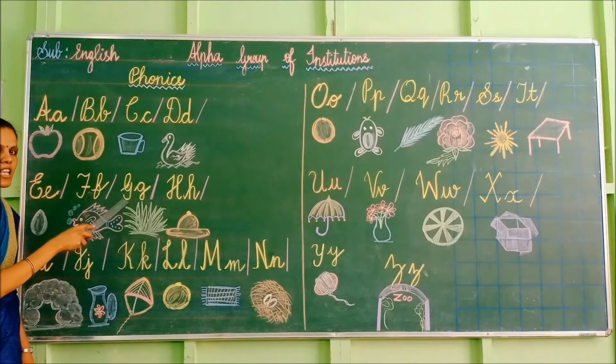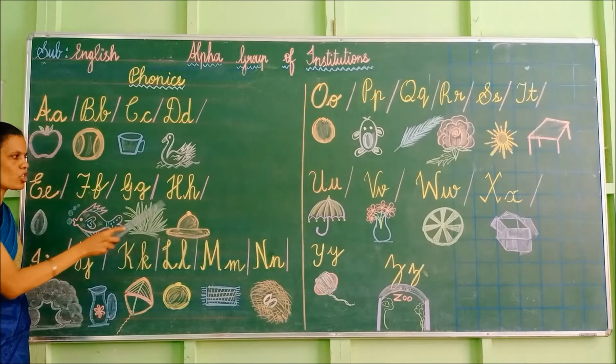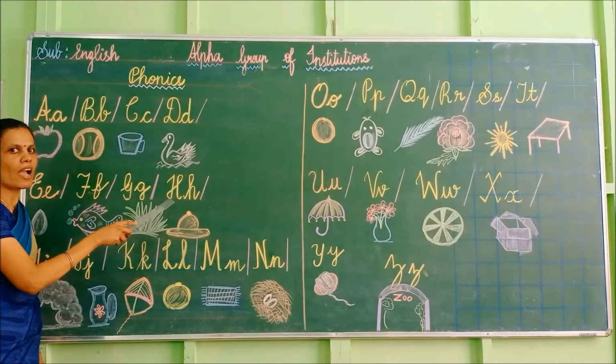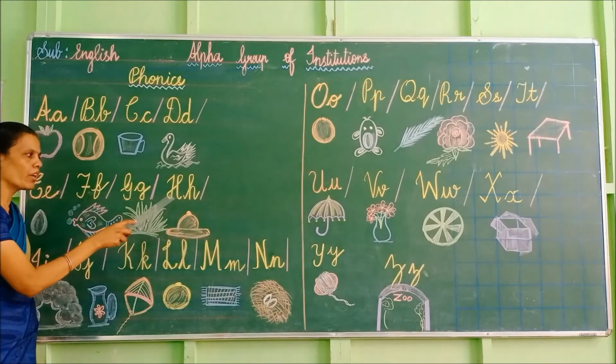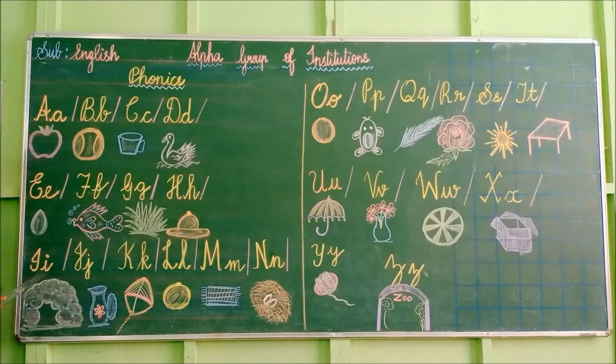Next one. What letter is this? G. G sounds G. Grass. Next one. H. H sounds H. Hat. Next one. I. What letter is this? I. I sounds I. Igloo. Next one. J. What letter is this? J. J sounds J.